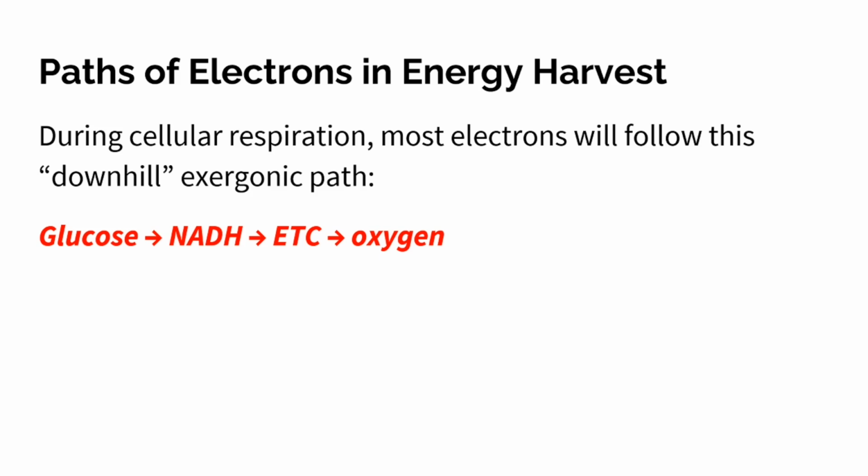But basically, we want to remember that glucose is the starting point. And the path of the electrons in the energy harvest basically means that we are harvesting the electrons from the bonds within the glucose, and the electrons are following this downhill exergonic path until eventually we can break down that glucose into several steps and then finally get oxygen at the end as our electron acceptor. Okay, so we'll just remember that. This is not really a major point that we need to cover now. We'll go through this a little bit more.